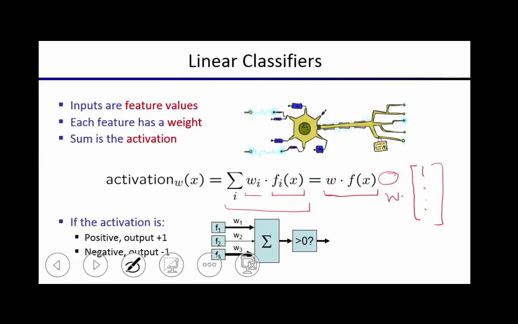Yes, question? Geometrically, is this like a hyperplane that separates points? Yeah, so your weight vector determines a decision boundary, and it's like a separating hyperplane between your points. And we'll see in a couple slides what that hyperplane looks like.